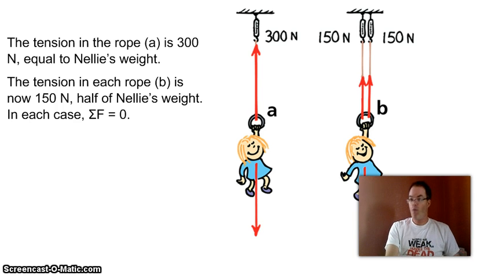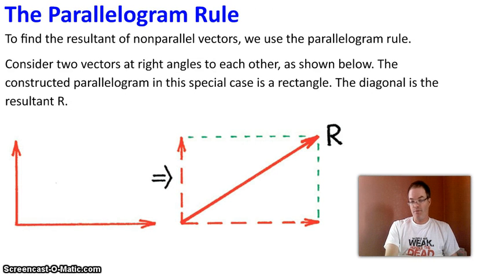Distributing her weight in two different ropes isn't going to change the fact that you need 300 newtons to support Nellie. So as you can see, 150 newtons on the rope on the left, 150 newtons on the rope on the right. There's no difference really. They add up to 300 newtons either way. In each of those examples, the force vectors were parallel. They were in the same line. They weren't in the same direction, but they were in the same line.